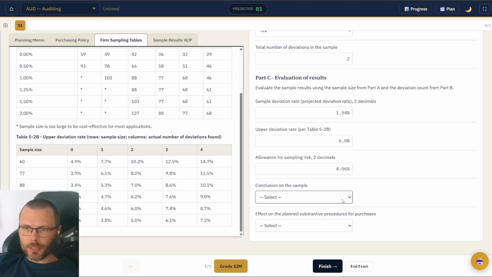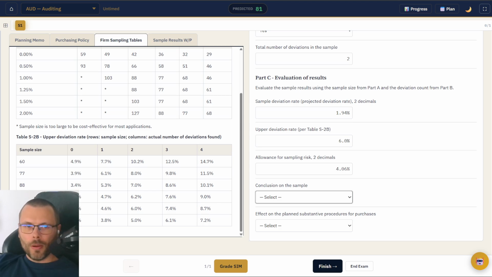Conclusion on the sample. So this is a drop down. Let's just see what the answer option is. It's like answering a multiple choice question. Looks like we got 2 of them to round out the sim. So the upper deviation rate does not exceed the tolerable rate. That's true. The upper deviation rate exceeds the expected rate. Yeah, the expected rate is 1.5. The upper deviation was 6. So yes, it does. But the sample does not support the reliance on the control.